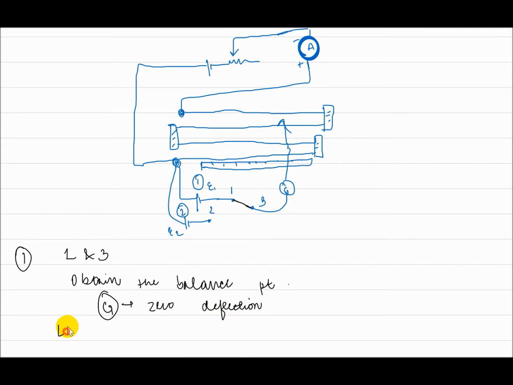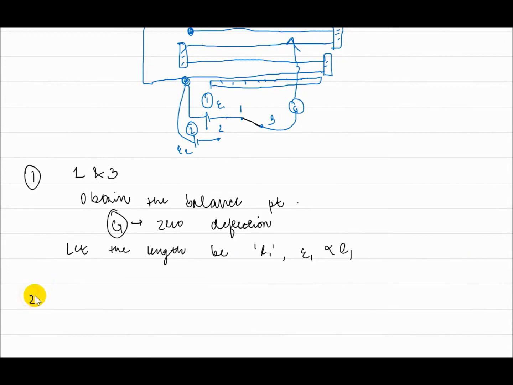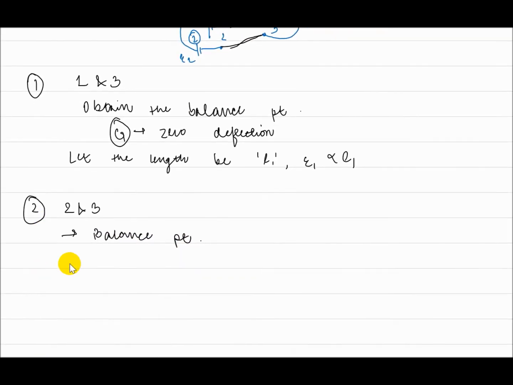So let the length be L1. So E1 is directly proportional to L1. Second one is connect 2 and 3. Now we'll remove 1 and 3 and we'll connect 2 and 3 to each other. Same steps, we'll obtain the balance point and we'll let the balance point to be L2.